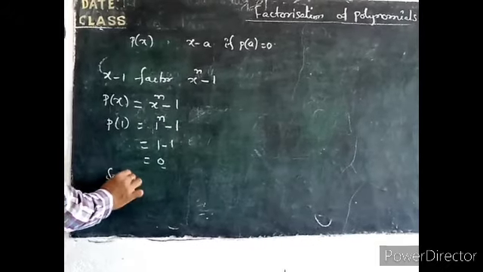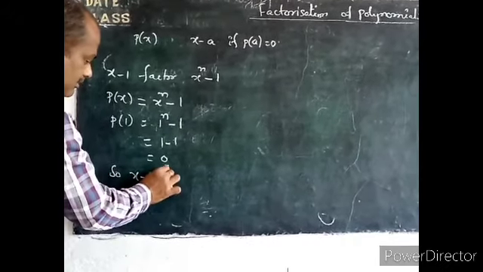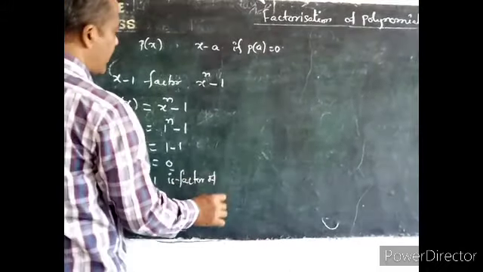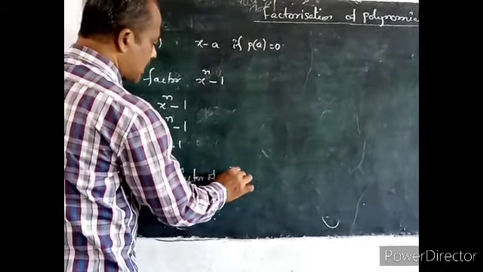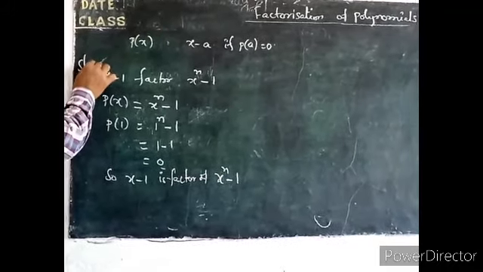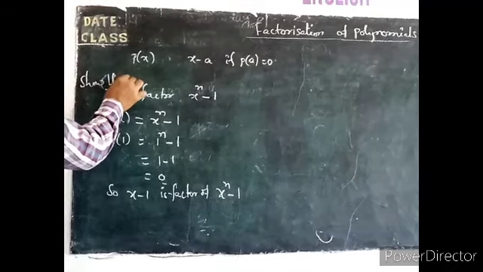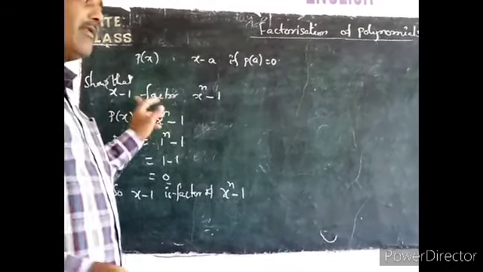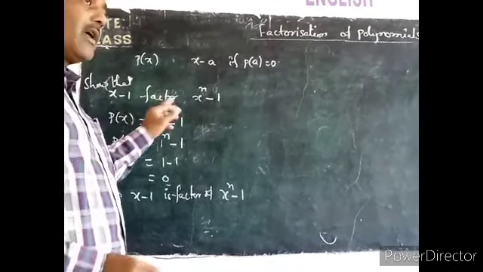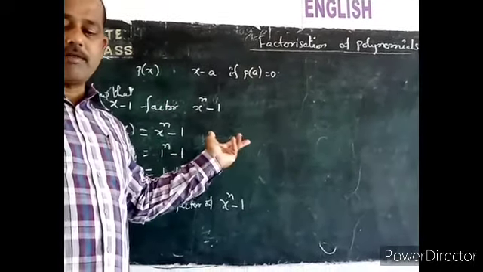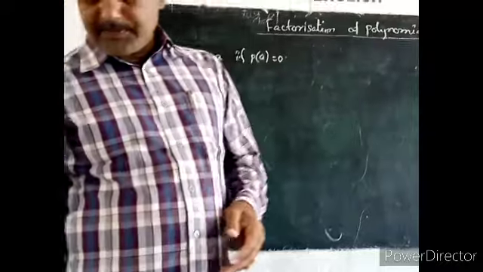So x minus 1 is a factor of x power n minus 1. Here you are asked to show that. The statement is not given; you have to show why it is a factor. If p of 1 is 0, then x minus 1 is a factor. Otherwise, it is not a factor.